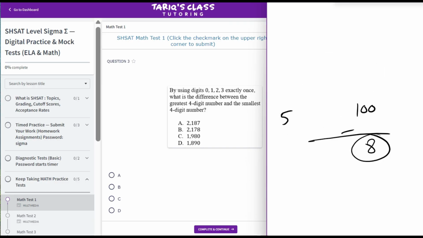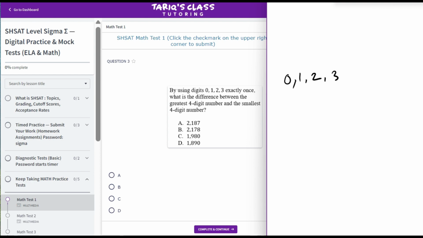So it says, by using digits 0, 1, 2, 3 exactly once, what is the difference between the greatest 4-digit number and the smallest 4-digit number? So the greatest 4-digit number, it's going to be what? 3210. And what is the smallest 4-digit number we can have? Can we have 0, 1, 2, 3? That's not a 4-digit number.